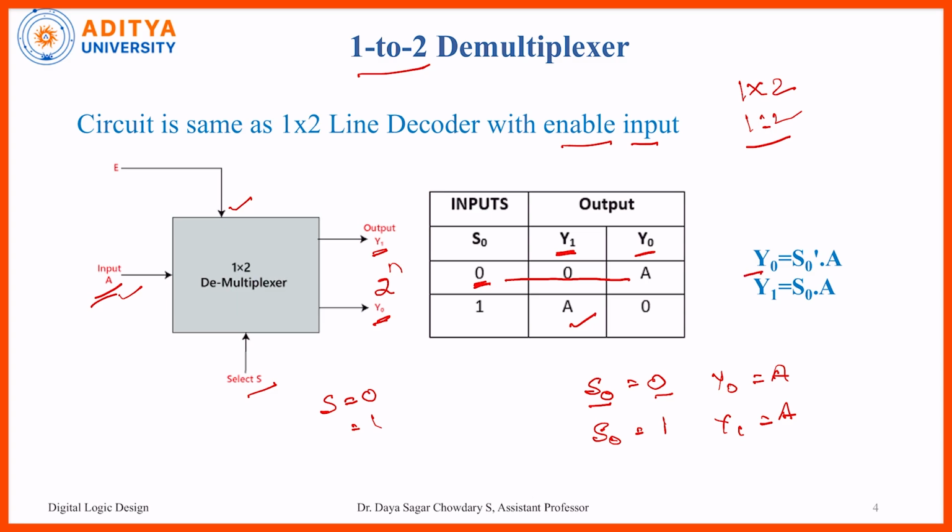So Y0 is finally given by the equation: wherever S0 is equal to 0, that is S0 bar, multiplied with the input, so S0 bar into A is Y0. If S0 is equal to 1, we take S0 with the input A, so S0 into A is Y1. Y0 and Y1 can be written as equations like this. So this is a simple 1 to 2 demultiplexer.